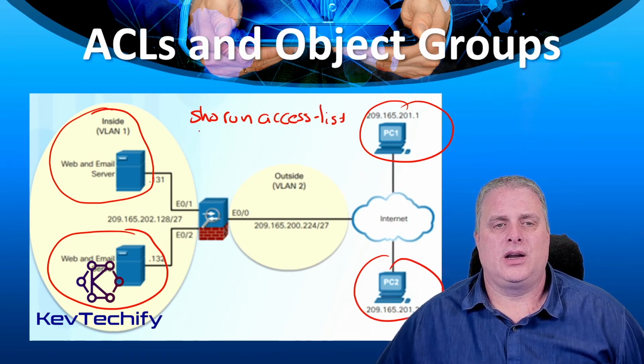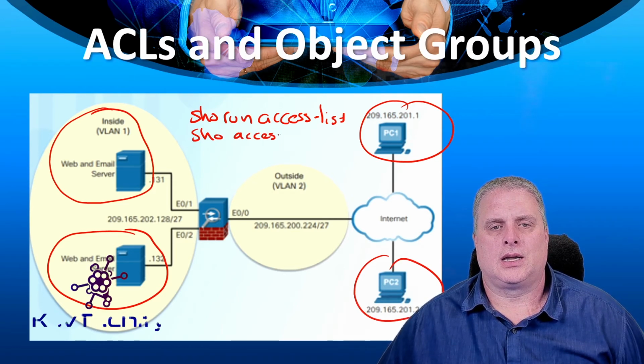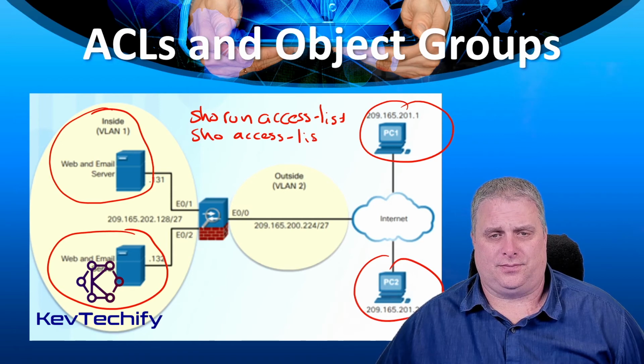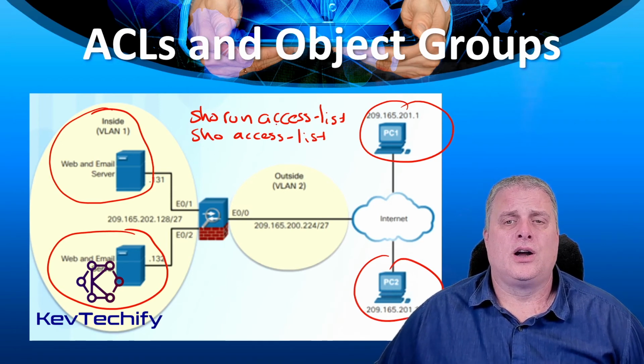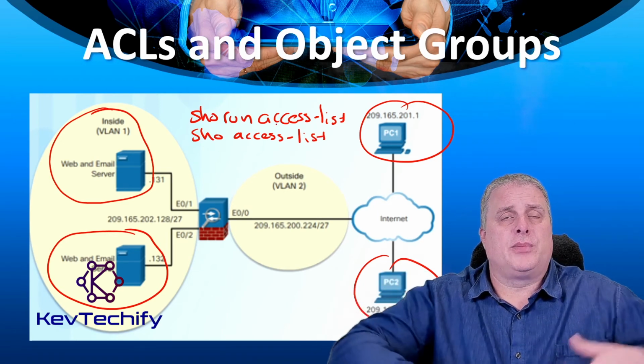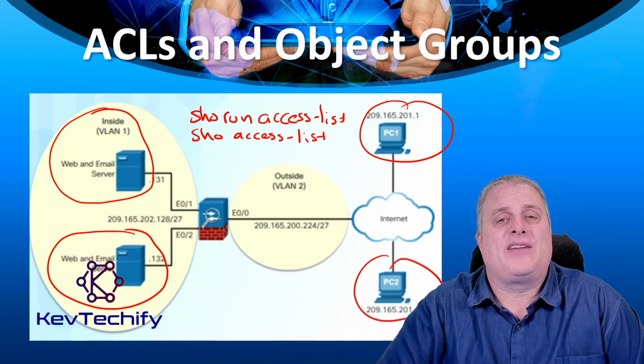Second command here is show access-list. These two show commands here will give you your information about your access control list so you can verify that you have them set up correctly.